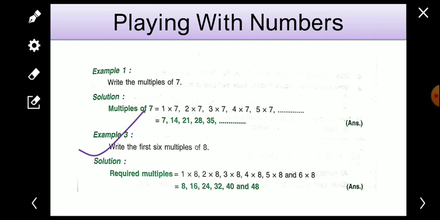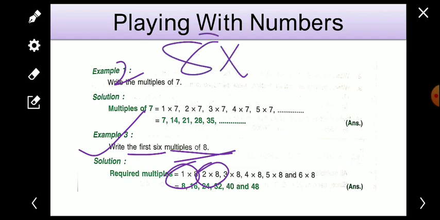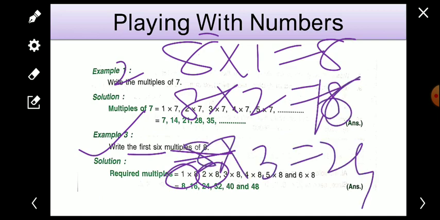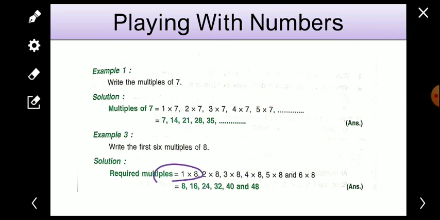But in example 3, actually example 2 should be there, it says to write the first 6 multiples. So here it is saying 6 multiples, so we will write only 6, and will not give the dots. The first multiple will be 8 into 1, which is 8. The second will be 8 into 2, which is 16. The third will be 8 into 3, which is 24. Like this we can find the multiples of the given number, here 8.